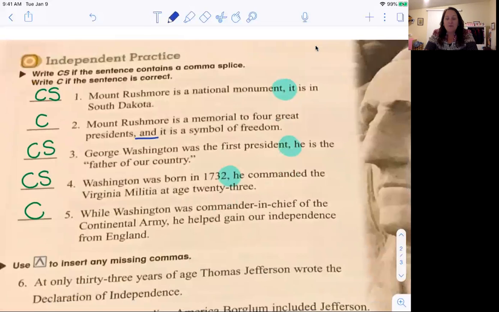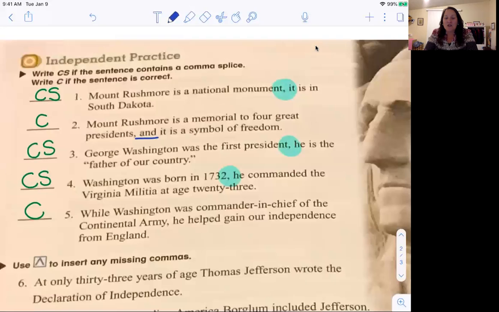He was young. Comma splice, because we could make this compound by adding a comma and a coordinating conjunction of and, but, or. We can make this complex by adding a subordinating conjunction, or we could just make it two complete different sentences by adding a period after 1732 and capitalizing the he.